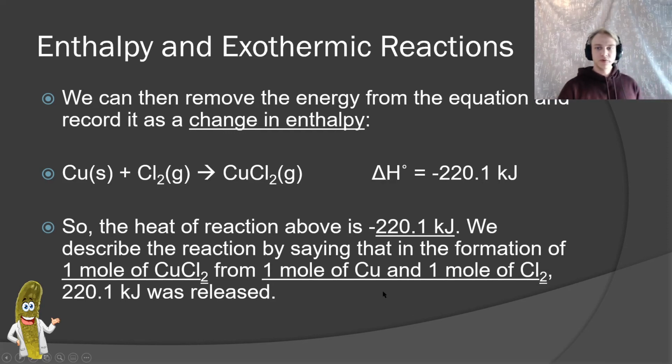So we can remove the energy from the equation and record it as a change in enthalpy. This is the second way that I had showed you that you could record this. So these are two separate parts. This first part is the reaction. The second part shows the negative delta H. So the heat of the reaction above is negative 220.1.